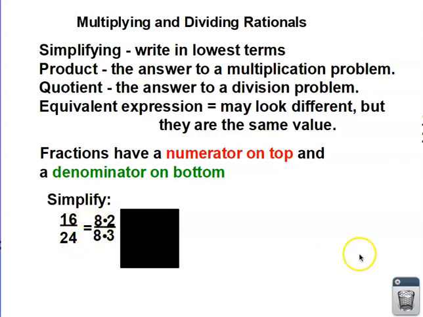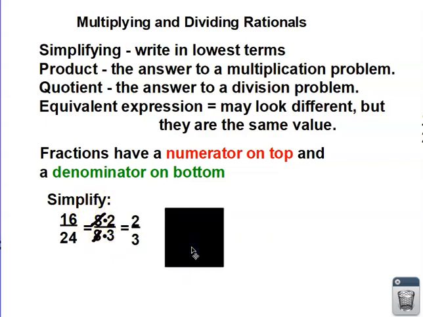So next, I can divide out common factors. So 8 divided by 8 is 1. And then what do I have left? The 2/3. And that is your final answer.